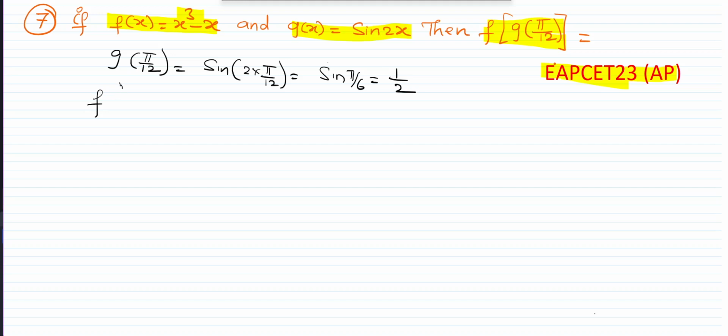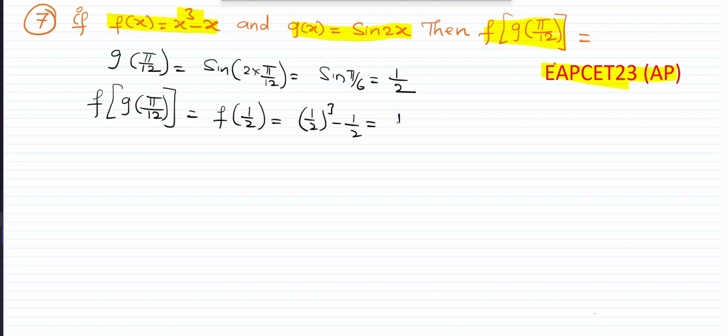And find f of g of pi by 12. F of g of pi by 12 value is 1 by 2. Substituting x is equal to 1 by 2 in f of x, that is 1 by 2 whole cube minus 1 by 2, that is equal to 1 by 8 minus 1 by 2. Here take LCM, 8 LCM, 1 minus 4, that is equal to minus 3 by 8. This is the answer.